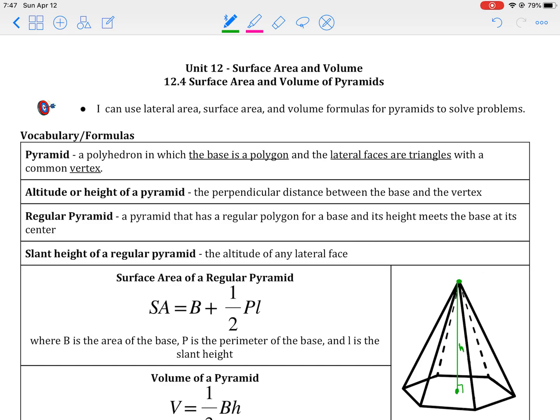A regular pyramid is a pyramid that has a regular polygon for a base. So all the side lengths of this hexagon that we have here would be equal.